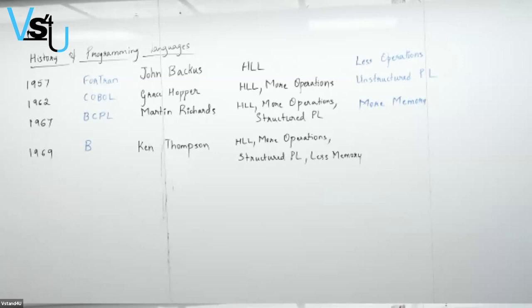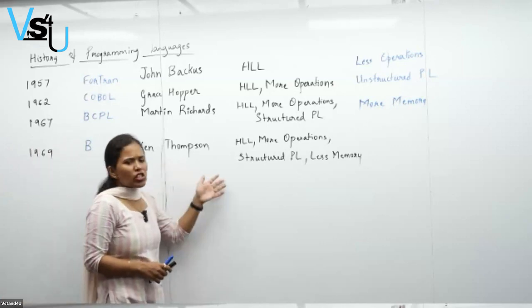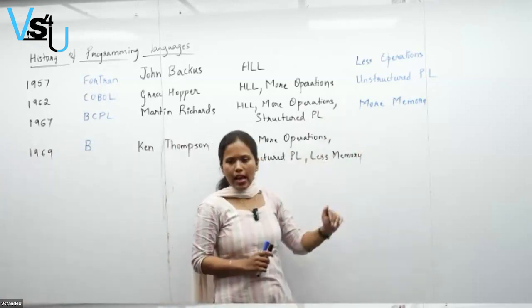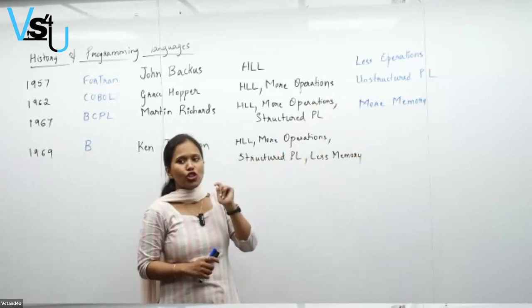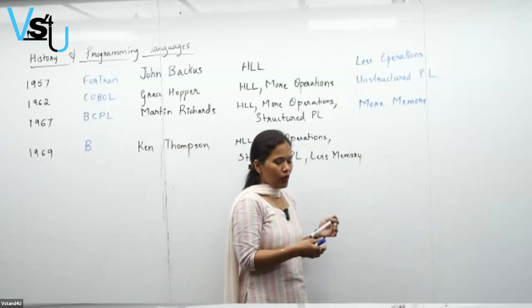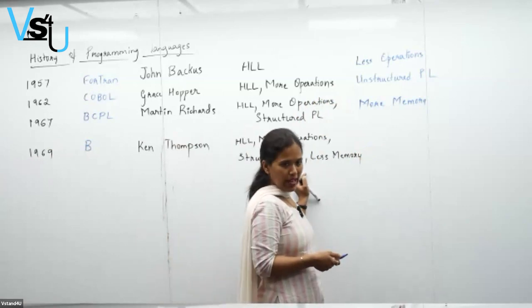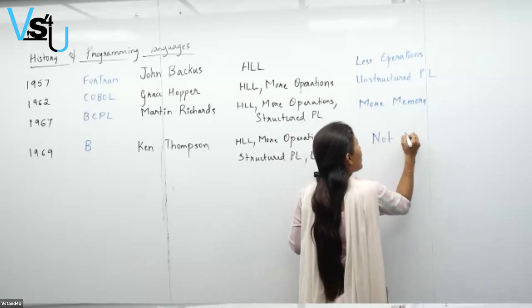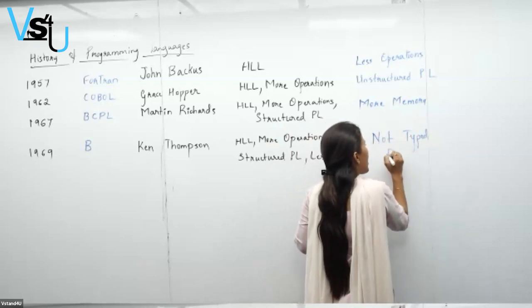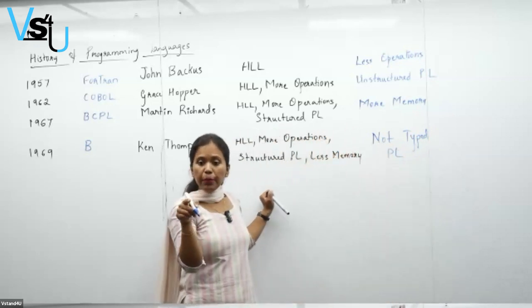So what really happened in the next part is, all these things happened. Yes, the things were going good. And this B language was a language which was occupying less memory. Now, the next thing happened. Please observe, everyone. This also had one drawback. Like all the other languages had a drawback, this was also having a drawback. The drawback is that this language, B, was not a typed programming language.